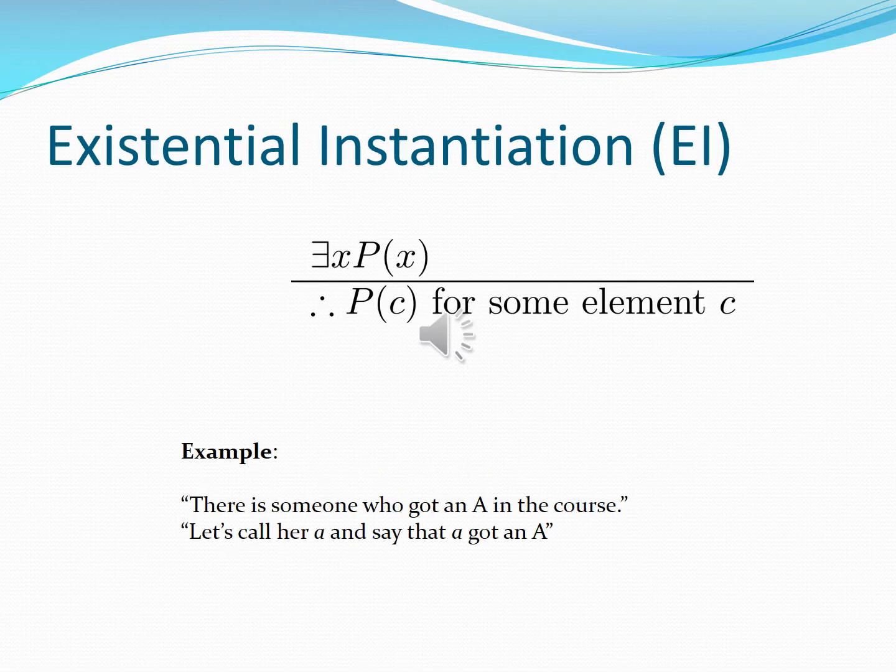Existential instantiation. There is an x such that P of x. Therefore, P of c for some element c. Example: there is someone who got an A in the course. Let us call her a, and say that a got an A.